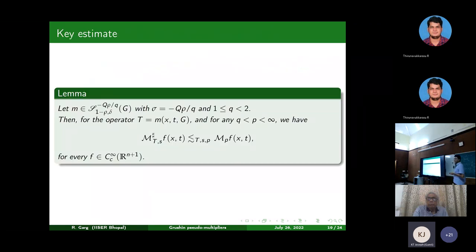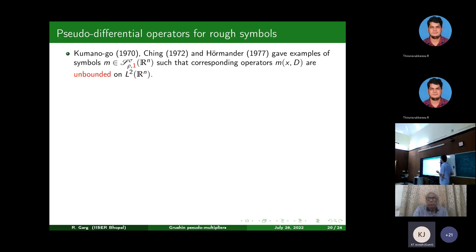And I think I have at least 5 to 7 minutes. Just 5 minutes, okay. I'll at least say that there is some work in progress at the moment with Riju. Kumano-go, Ching and Hörmander in the 70s gave examples of symbols, S, sigma, rho, 1, which I'm making red, operators of this type, which are unbounded on L2.